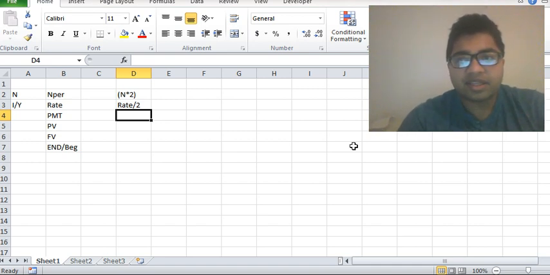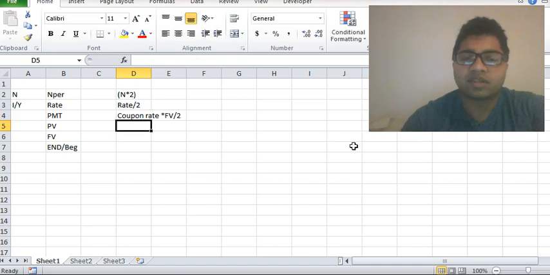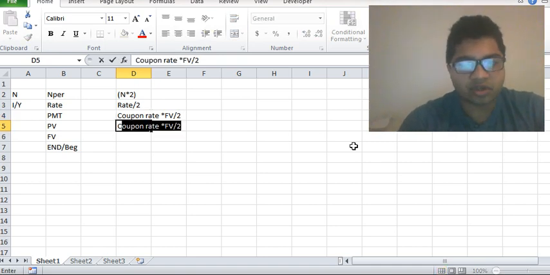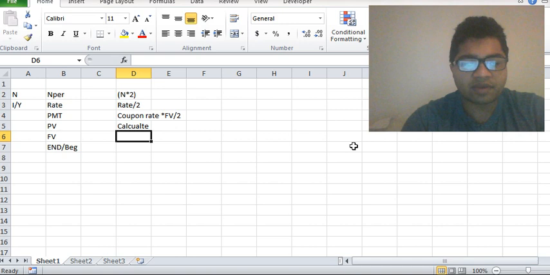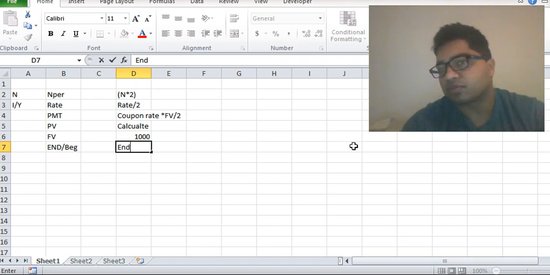Next, your PMT is always mentioned as a rate, the coupon rate. So the coupons that you get are the coupon rate multiplied by face value or par value divided by 2. Again in semi-annual terms. Present value is what you calculate. Future value is the par value or face value, let's say 1000. And an important thing is, bond calculations are always done in the end mode. So for calculating bonds, always we use end mode.